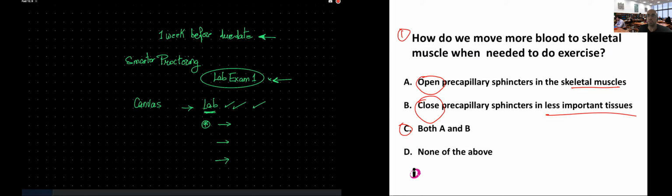Is this clear? Any questions? Any questions?